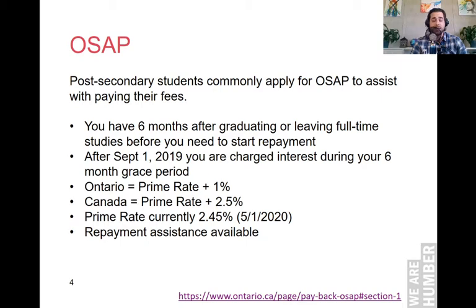One of the things that you need to note is after September 1st, 2019, so now, you're charged interest during your 6-month grace period, but not before that. So you'll be charged interest at any point in time sort of after you've graduated.